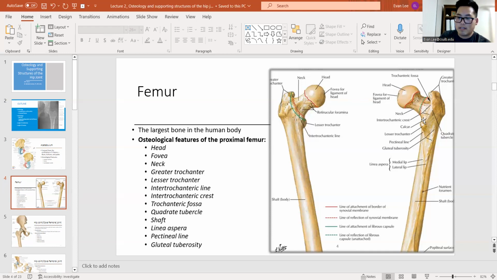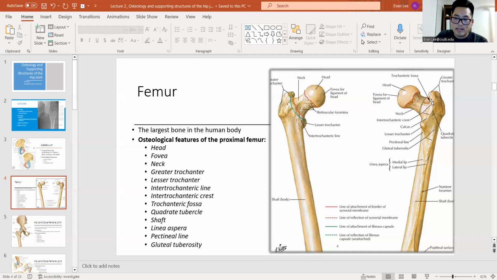Now, one more thing relative to the trochanters is that along the top of the greater trochanter, there is a depression. That is called the trochanteric fossa. So the trochanteric fossa, once again, fossa is like a depression.